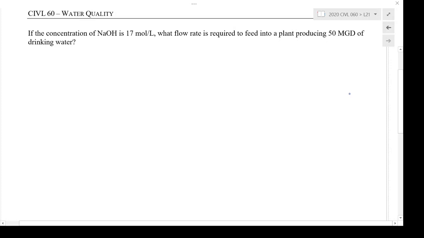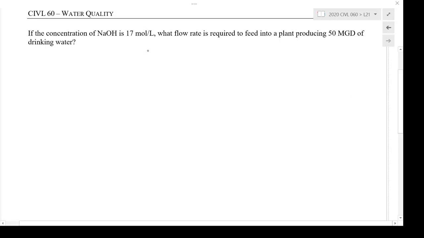And so we know that the sodium hydroxide concentrated solution that they're going to add has a concentration of 17 moles per liter. And we want to know what's the flow rate that we have to provide if the plant is going to produce 50 million gallons per day of drinking water. So that's a pretty big plant.